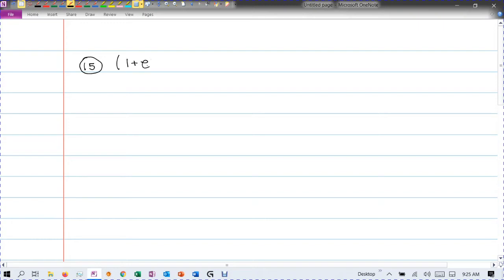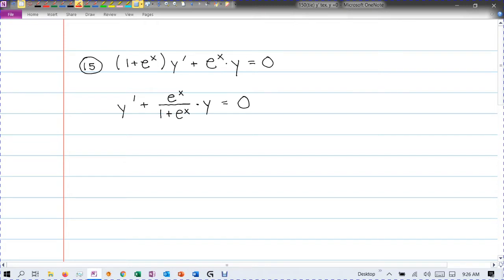One plus e to the x times dy dx, which is y prime, plus e to the x times y equals 0. All right, so this is almost in the form we need. We just need to get rid of this 1 plus e to the x. So I'm going to divide everything by that. So y prime plus e to the x over 1 plus e to the x times y, and then fortunately for us, the right side is still 0. So we've got our integrating factor. We're going to create our integrating factor there.